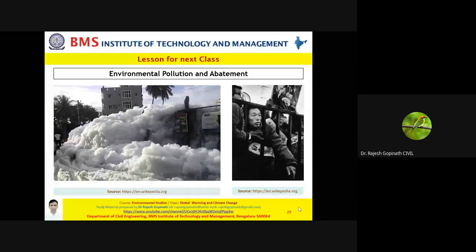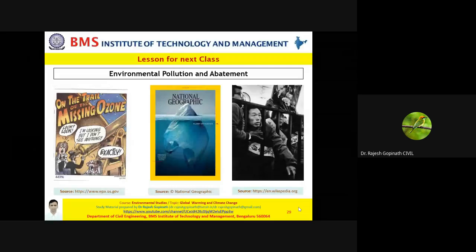In the subsequent classes, we shall continue with environmental pollution and abatement with the help of case studies. The image on the left-hand side is from Bellandur, and the image on the right-hand side is the infamous Minamata Bay disaster. Now, we shall understand more in the subsequent classes with respect to environmental pollution. It could be ozone depletion, it could be plastic pollution as well.